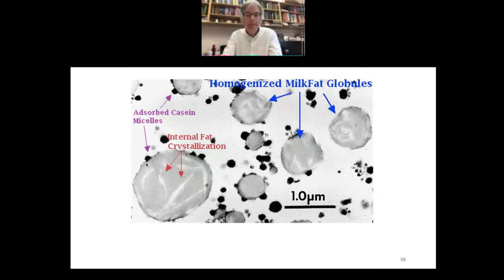Now, quite often we cool milk emulsions, and as we cool them, the internal component, the triglyceride, can crystallize. So quite often, when you look at refrigerated dairy emulsions, you'll see extensive crystallization in the internal component of the triglyceride fat droplet. And I'll come back to the importance of that in a moment as well.